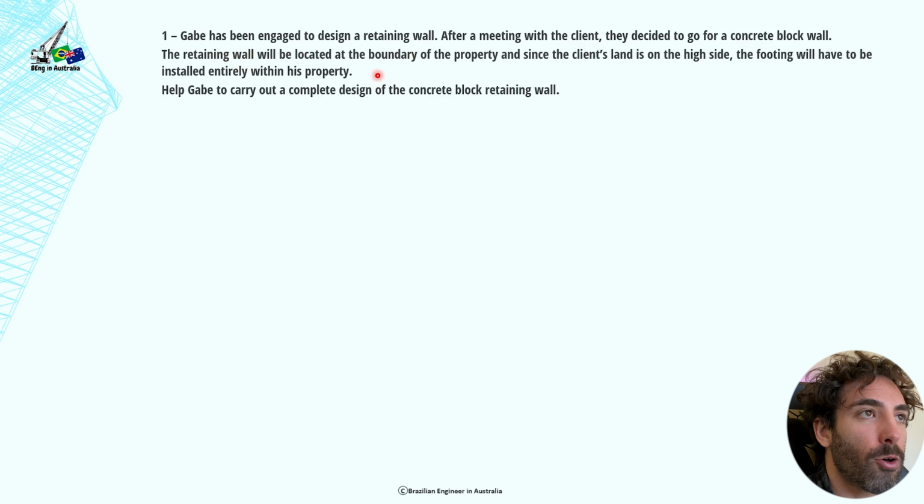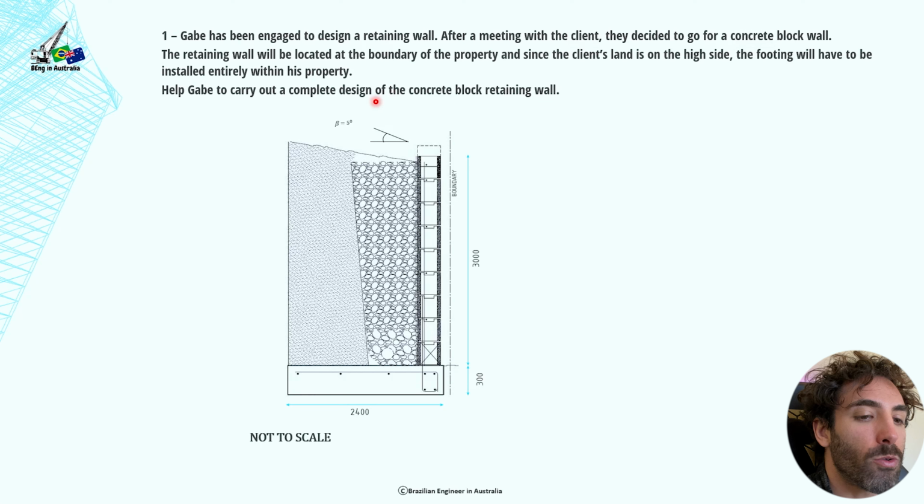So pretty much we're going to go through this exercise here, and the way this question is worded is that an engineer had a meeting with a client and they decided to go for a concrete block retaining wall. So the wall will be located at the boundary of the property, and since the client's land is on the high side, the footing will have to be installed entirely within his property. Okay, so you've got the boundary here, and obviously you cannot build any structure outside of the boundary. You don't want to build part of your house in your neighbor's property.